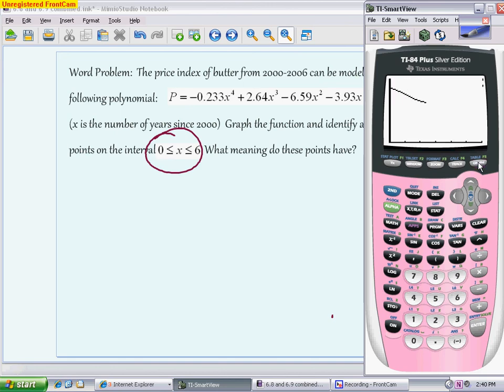Now, if I get a picture that still doesn't look very accurate, then I'm going to go back and tweak it a little bit and change my interval. Now, what I notice here is I can definitely see a minimum.